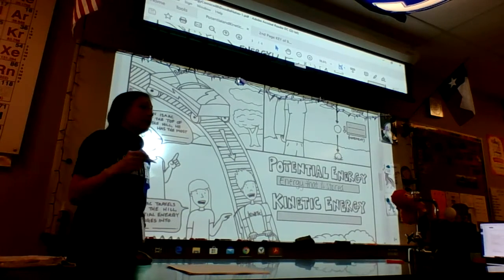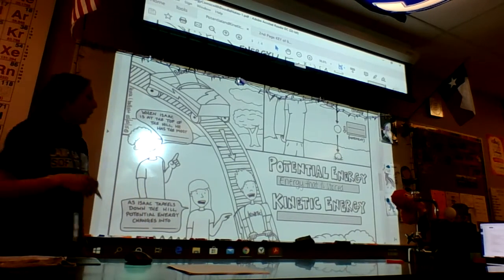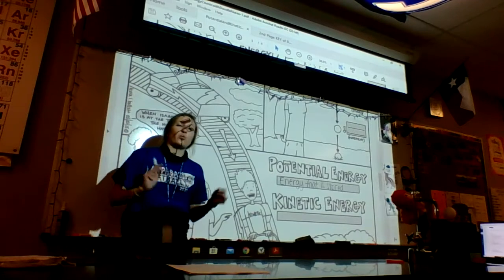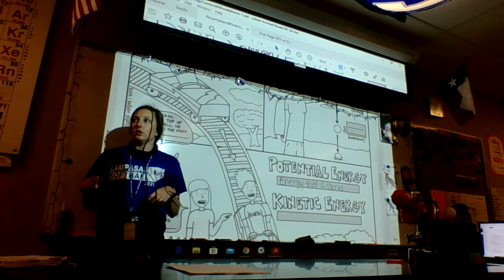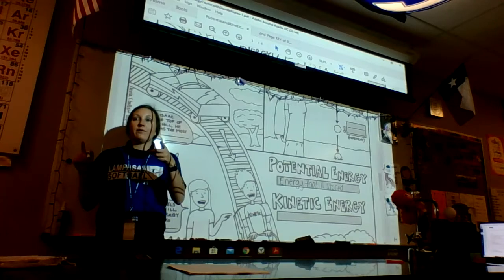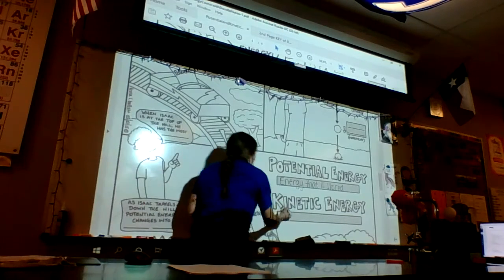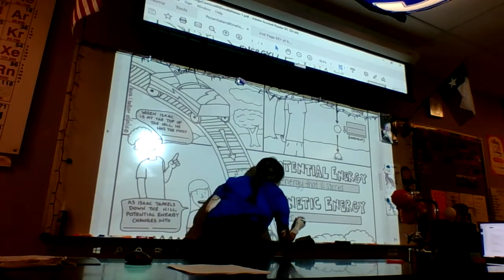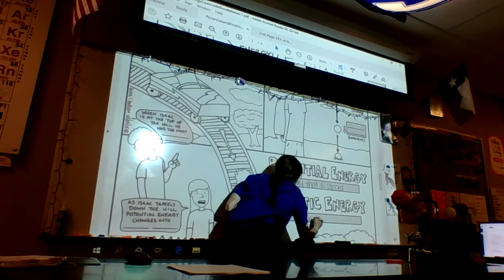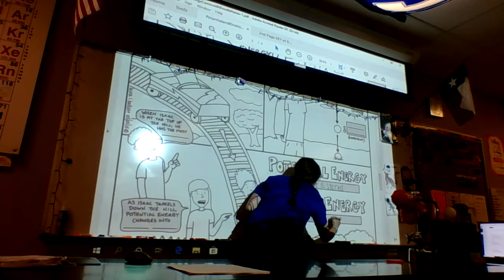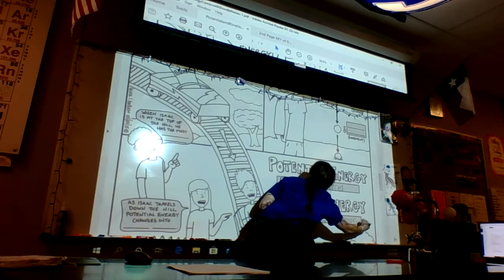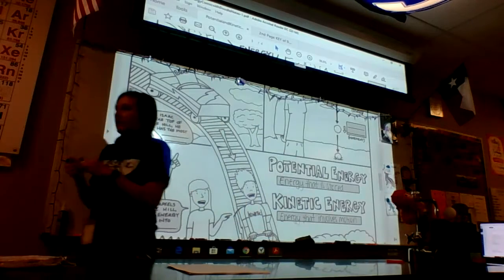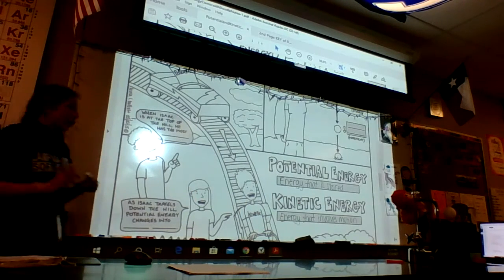Whenever it gets used, it switches over to kinetic energy. What's kinetic energy? Energy that is released. Yes, but it involves moving, accelerating. It involves motion. Okay, so kinetic energy is energy that involves motion. Whenever you see something moving, that is kinetic energy, all right?